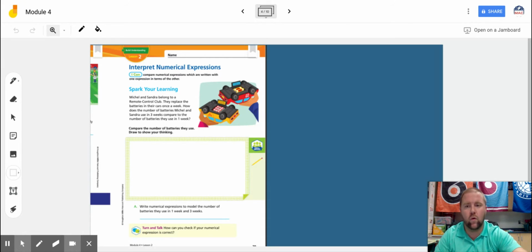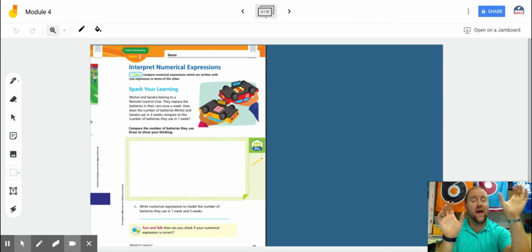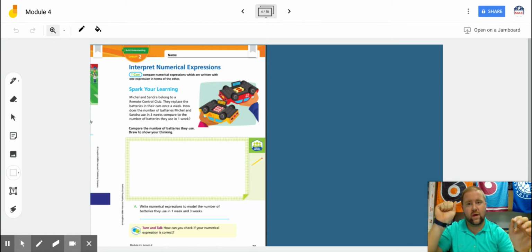We're in module 4 now. Don't forget that. So it says, I can compare numerical expressions which are written with one expression in terms of the other. So sounds a little bit confusing. Essentially, what we're saying is we know one thing, and now we need to write an expression to figure out something else, based on what we have here. All right. Still sounds confusing, I know. So let's get into some examples and we can figure it out together.